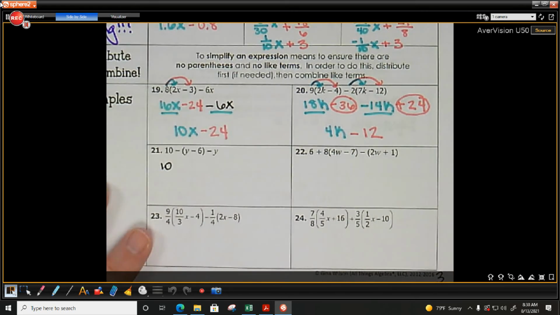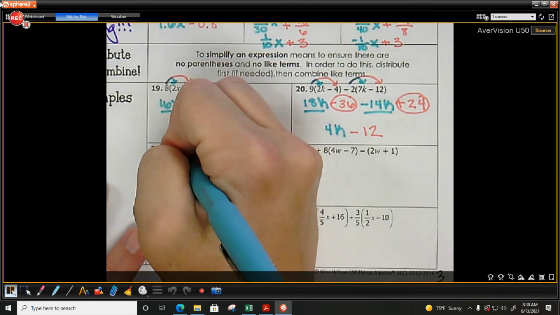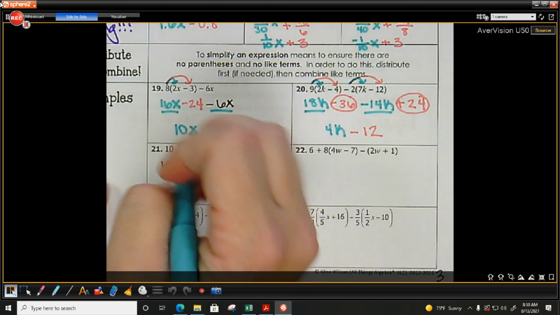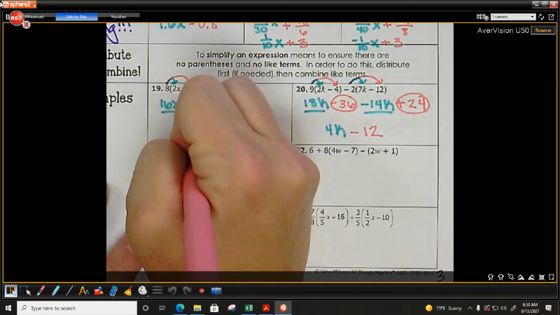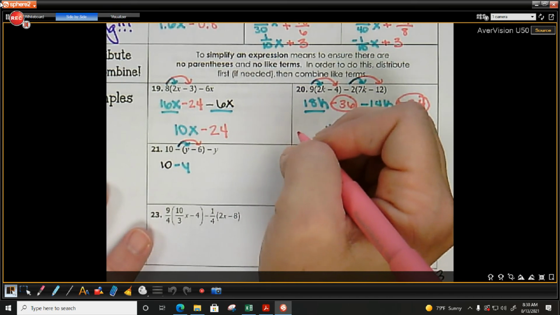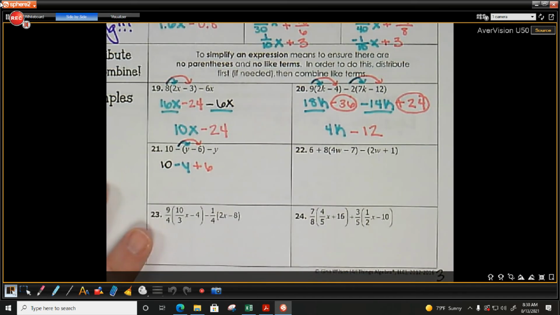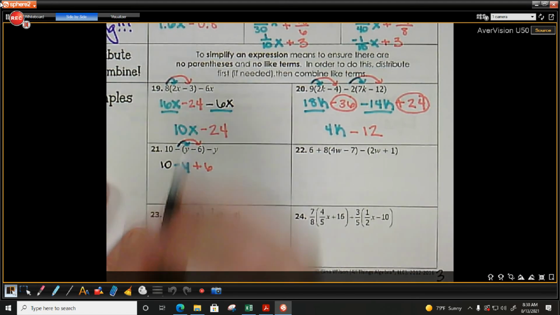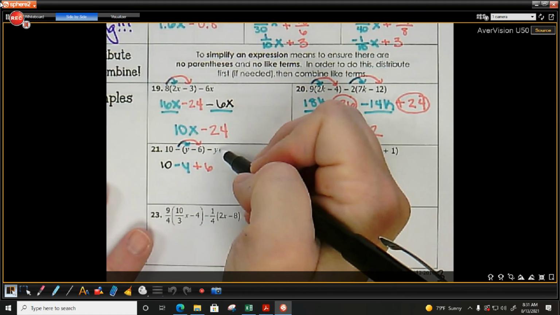So what's a negative times y? And then a negative times a negative 6. Negative, negative? Positive 6. Am I distributing the negative to that negative y? No, because that negative y is not in the parentheses, so just drop down the negative y. Good?